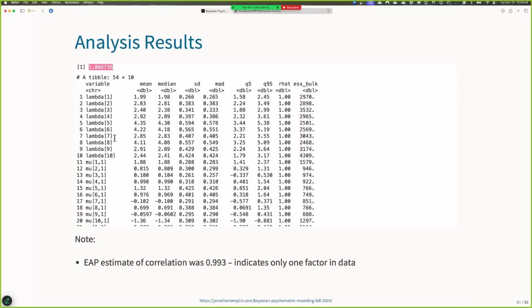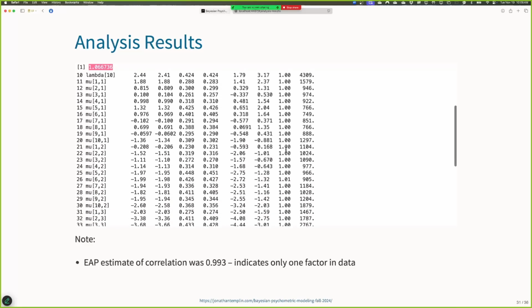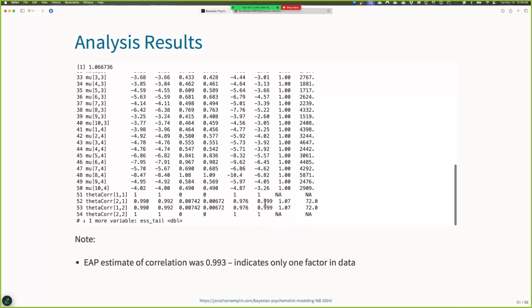Our lambdas are behaving well. They're all at 1, so that's good. We don't have bimodality. Our item intercepts are also behaving very well. This one is 1.01. I'm not really concerned about that. But this value comes from our correlation. Here's our theta correlation. And look at that number. Although I have 993 here. That was a rounding error from one of my first times that I ran it. 0.990. That's pretty big correlation, don't you think?